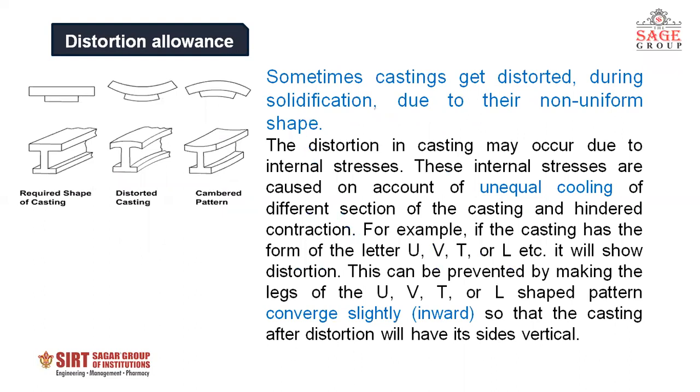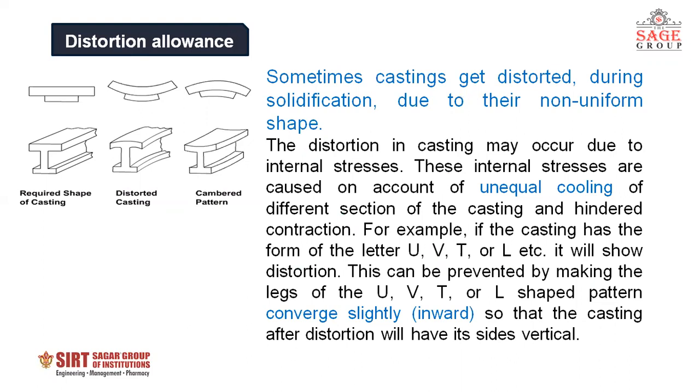Distortion allowance. This allowance is provided if the casting has some non-uniform sections. Because of different rates of cooling, the section will distort. You can see from the figure that this is an I channel, which after distortion becomes curved, having some curved shape.